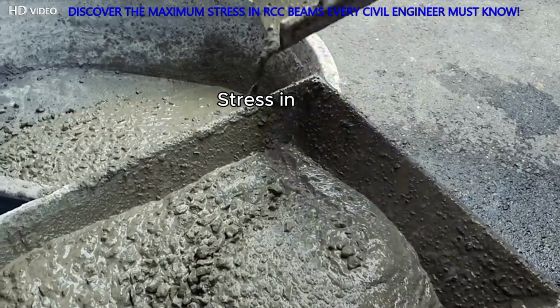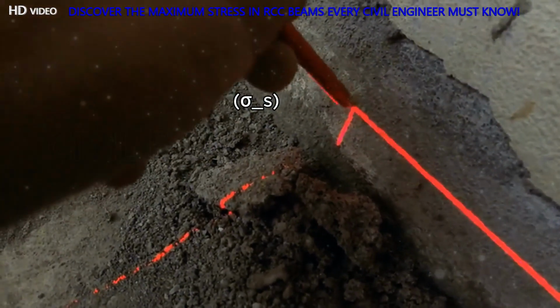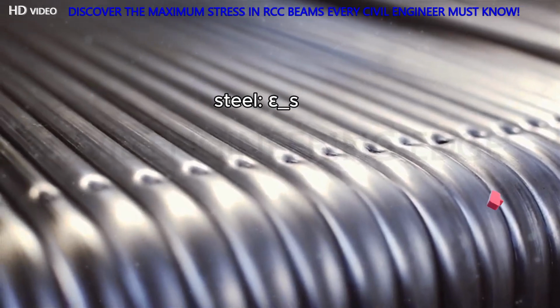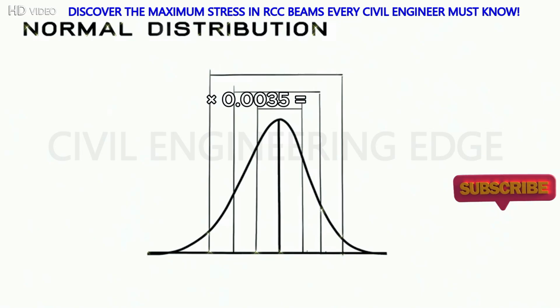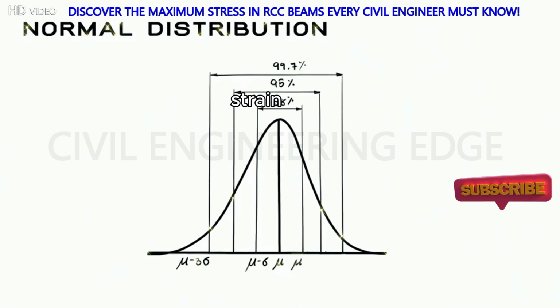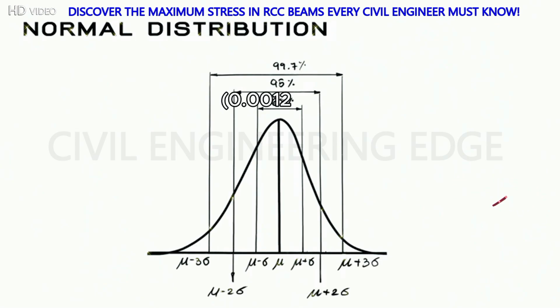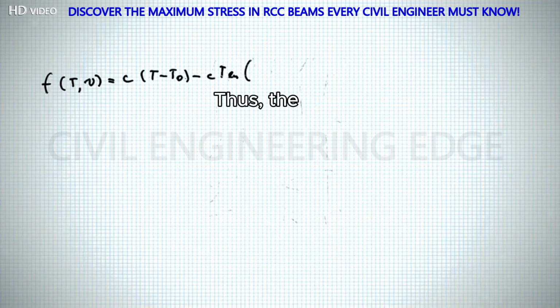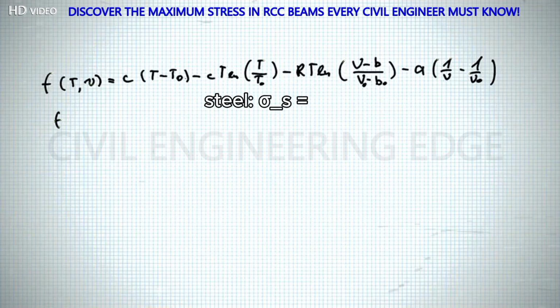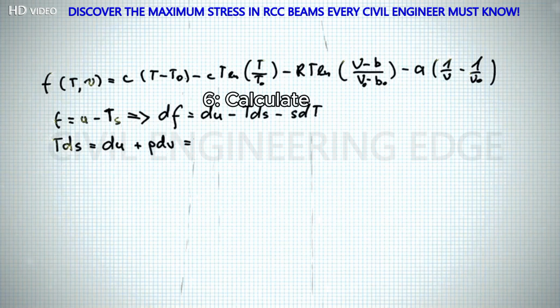Step 5, find maximum stress in steel, sigma_s. Strain in steel, epsilon_s equals (d minus x_u) over x_u times 0.0035 equals (375 minus 91.35) over 91.35 times 0.0035 equals 0.01085. Since epsilon_s is greater than the yield strain of 0.00125 for mild steel, the stress in steel sigma_s equals 250 N per square millimeter.